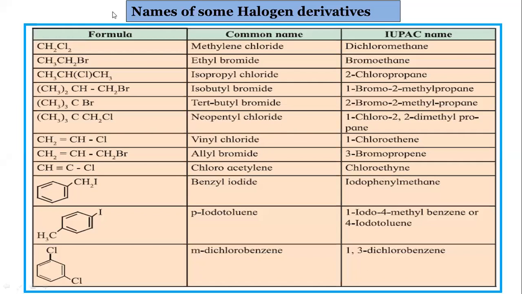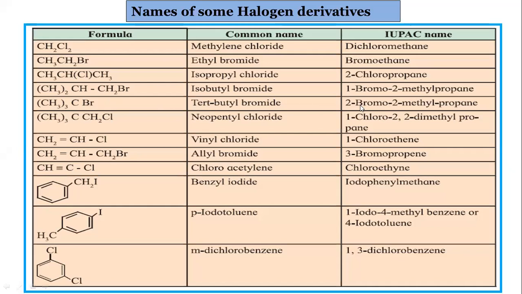These are the IUPAC names of some halogen derivatives that are given. So I think you are familiar with this nomenclature system. I will take 1, 2 examples and proceed. See this one. This is CH3, CH3, CH3, and this carbon is tertiary. So we have to select the longest chain. All the rules are the same. We have already seen this nomenclature system in 11th standard.